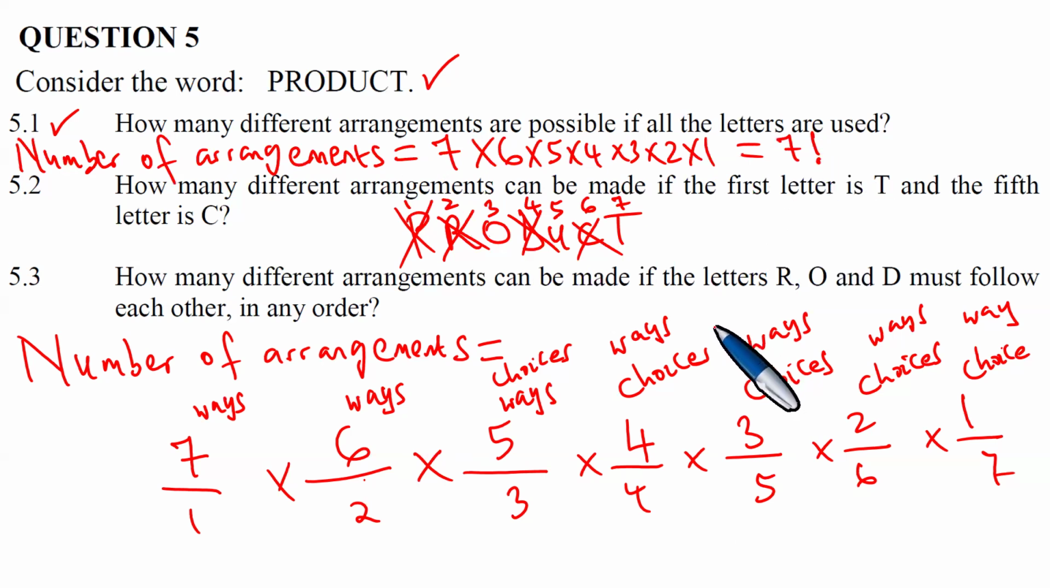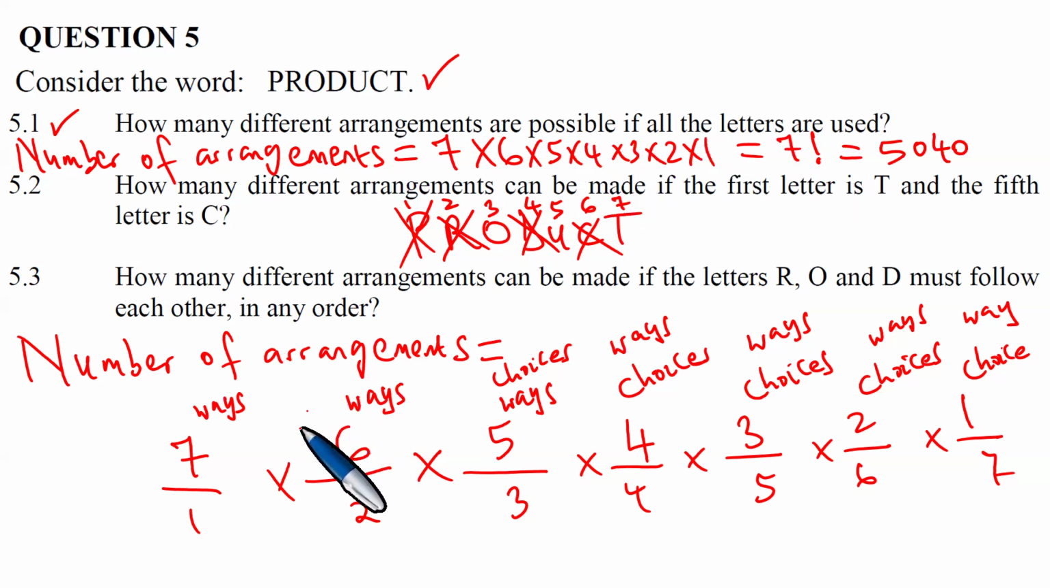So 7 factorial ways. It means, therefore, we have a total of the following. Right, so in other words, we have 7 factorial, or use your calculator and you say 7 times 6 times 5 times 4 times 3 times 2 times 1. And this is actually 5,040. Any question on the different arrangements possible if all letters are used?